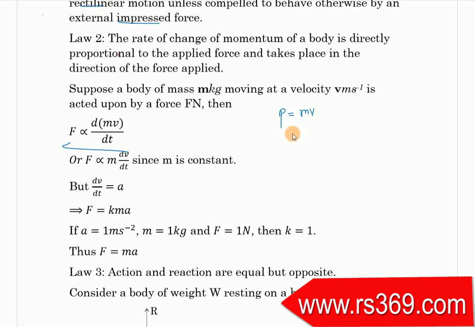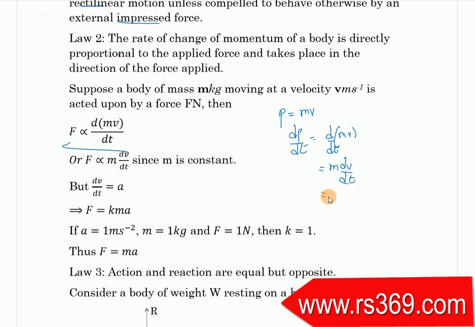So if we talk about the rate of change of momentum, which is dp/dt, then we have d/dt of, instead of p, I have mv. But now what we need to know is that m is a constant, so it can move out, and instead of having m d/dt of v, we have m times dv/dt.